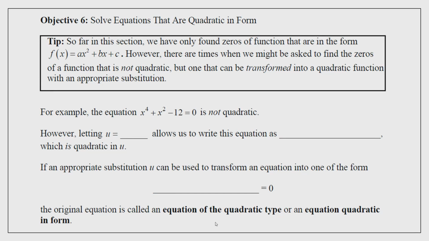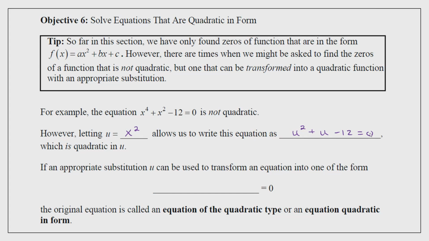For example, the equation x to the fourth plus x squared minus 12 equals 0 is not quadratic. We know it's not quadratic because the leading term has a power of 4. However, letting u equal x squared allows us to write this equation as u squared plus u minus 12 equals 0, which is quadratic in u.